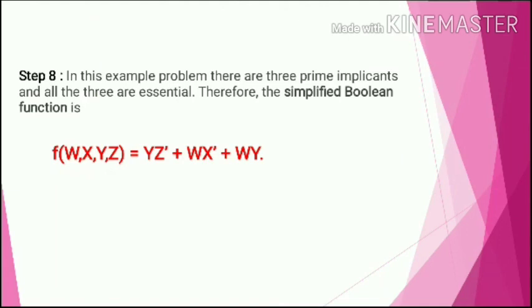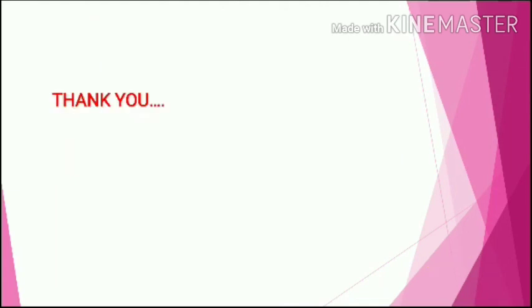The last step. So in this example problem, there are 3 prime implicants and all 3 are essential. Therefore, the simplified Boolean function is f of w x y z is equal to y z dash plus w x dash plus w y. Thank you for listening.